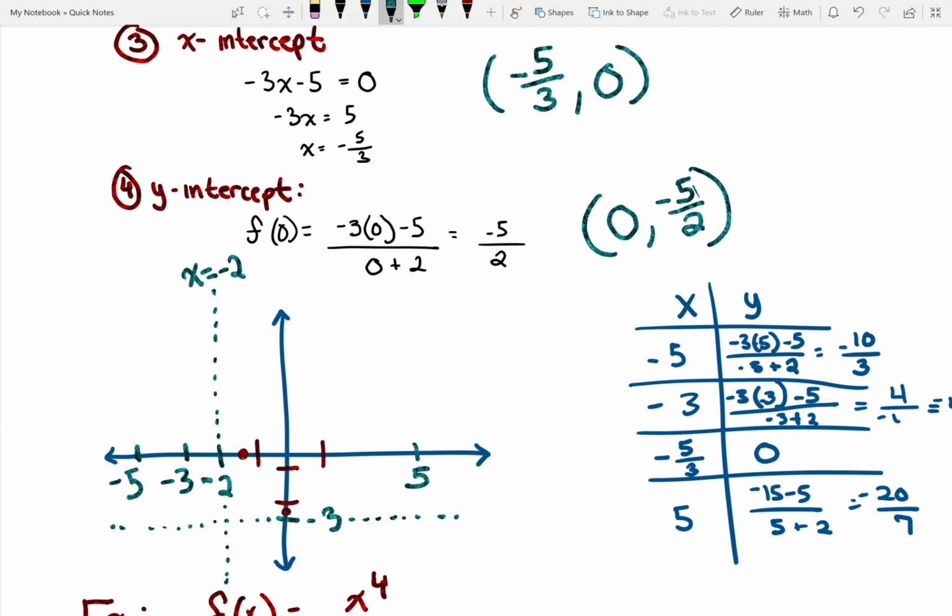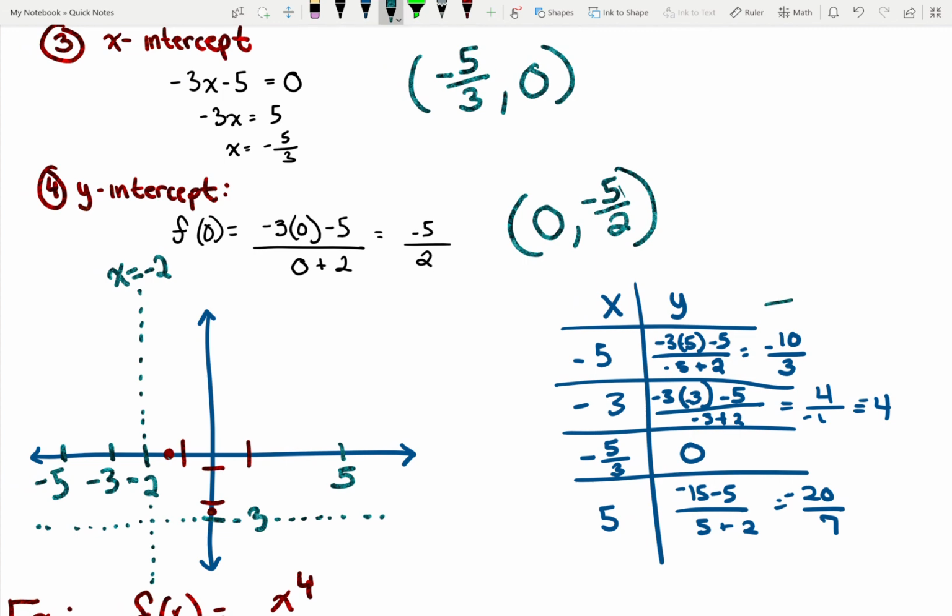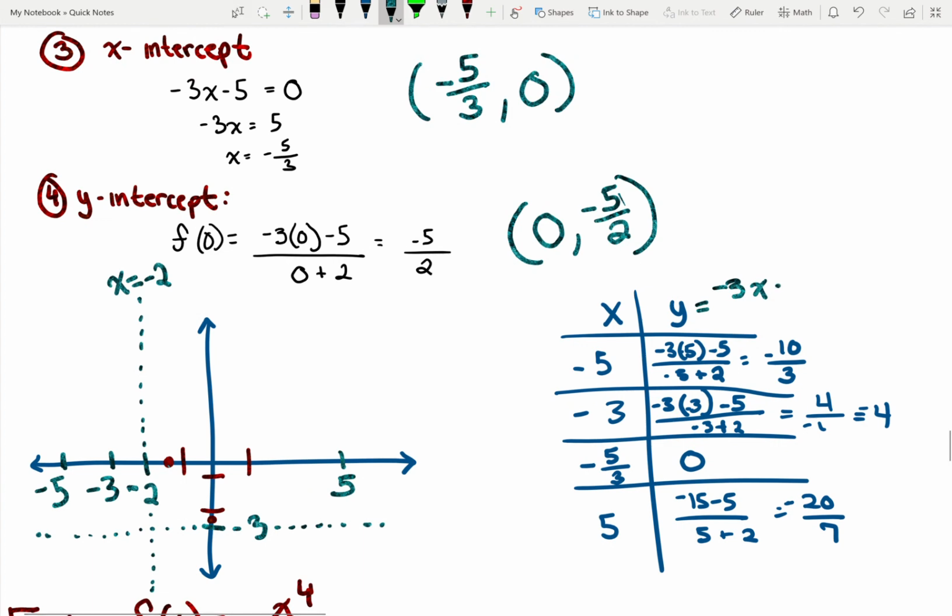So here's my vertical asymptote. I picked two numbers to the left of it, and I picked two numbers to the right of it. And I'm evaluating what their y is for these x's. So I'm plugging those x's into our function. And if you remember what our function was, it was this guy up here, right? It was -3x minus 5 divided by x plus 2.